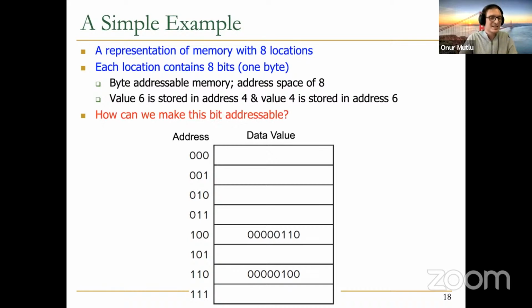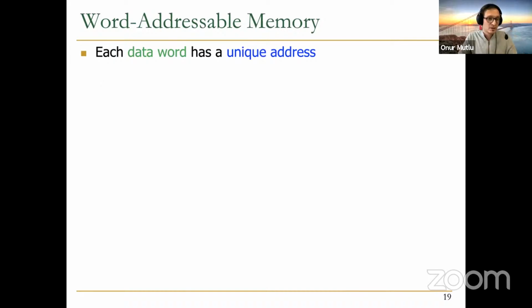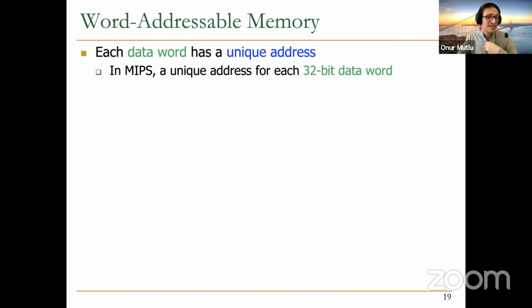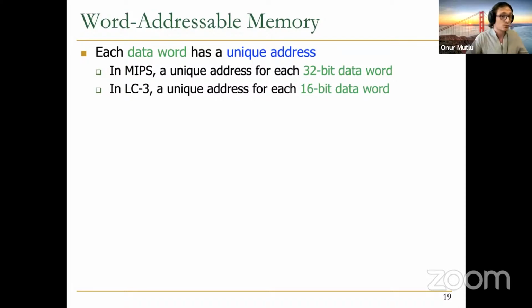Okay, so hopefully this was interesting. You can make the memory bit addressable as well. So let's take a look at word addressable also. Each data word has a unique address in this case. In MIPS, for example, there's a unique address for each 32-bit data word. MIPS is actually byte addressable, so you will see that in a little bit. But you could also specify words in a MIPS ISA, and each 32-bit data word has a unique address. LC3 is word addressable. You have a unique address for each 16-bit data word. So the word size is really dependent on the ISA, as I mentioned earlier.